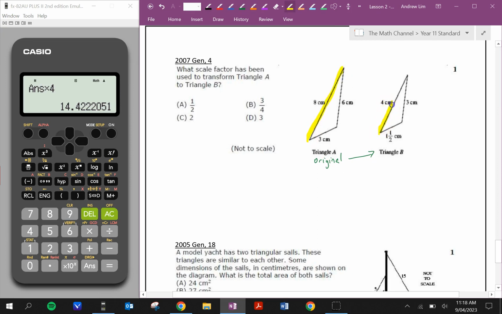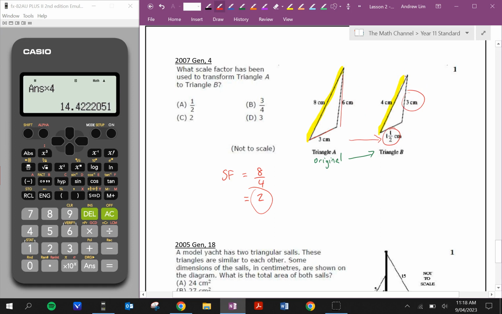Scale factor is the largest divided by the smallest. Okay, in fact all of them, 6 divided by 3 is also 2, 3 divided by 1.5 is also 2. But this is not a scale factor that's been used to transform A into B. Because if the scale factor was 2, that means we're multiplying each of these by 2 to get whatever these are. But 3 times 2 is not 1.5. 6 times 2 is not 3.